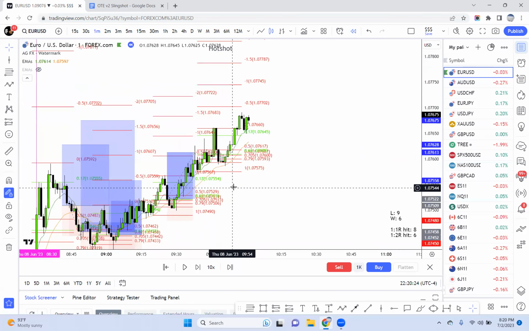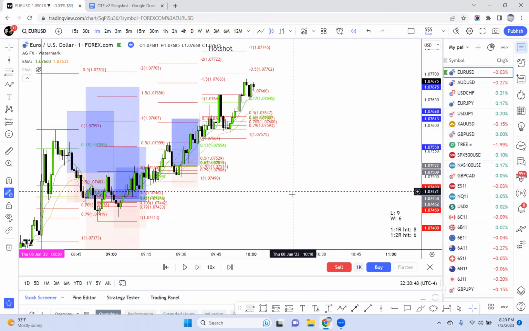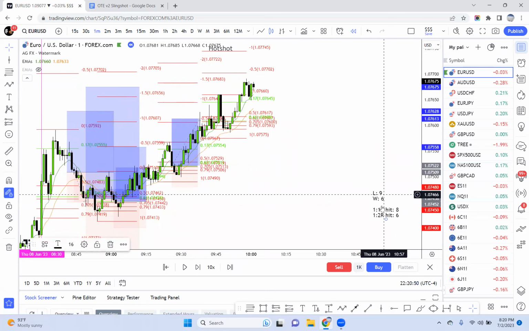Bro, I'm telling you, this setup is so freaking sick. You don't need any other ICT setup. No silver bullet. No 2022 model. No unicorn setup. You don't need anything other than this. But with that being said, we went ahead and took these, I didn't count these ones. If I did, it would have been crazy. But let's just say that we counted all this.